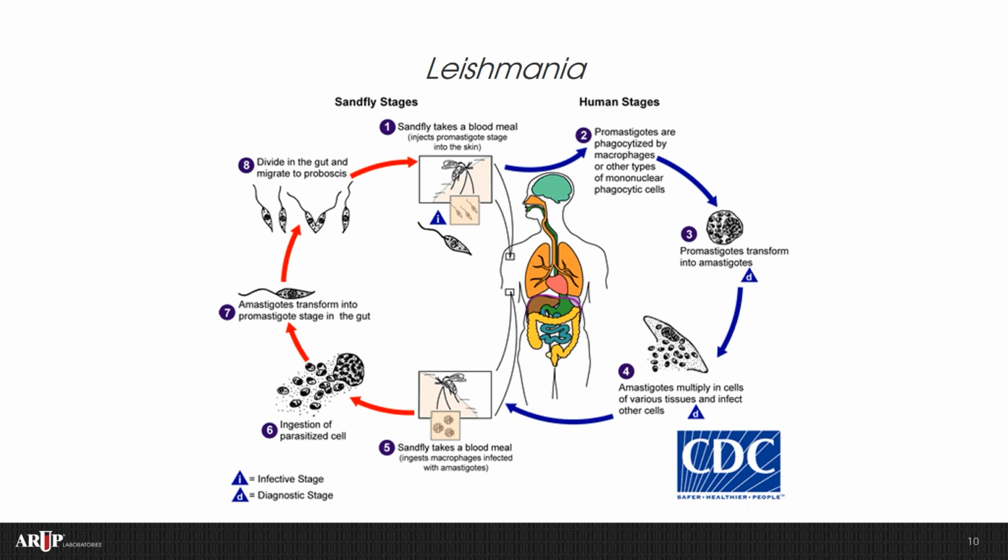Promastigotes transform in these cells into the tissue stage, or amastigotes, which multiply and proceed to infect other macrophages. Sandflies become infected by ingesting infected cells during blood meals. In sandflies, amastigotes transform into promastigotes, develop in the gut, and migrate to the proboscis.